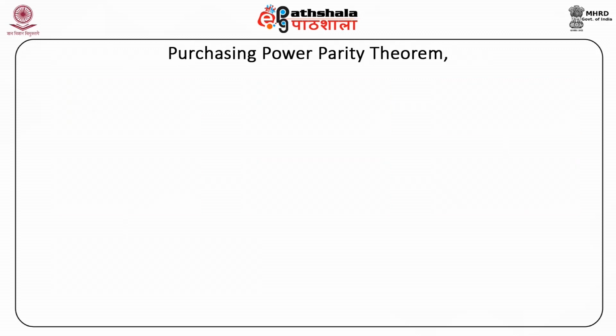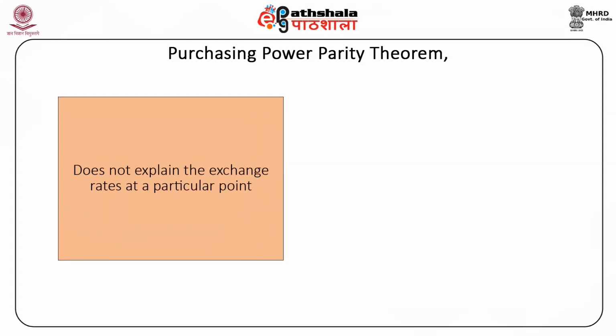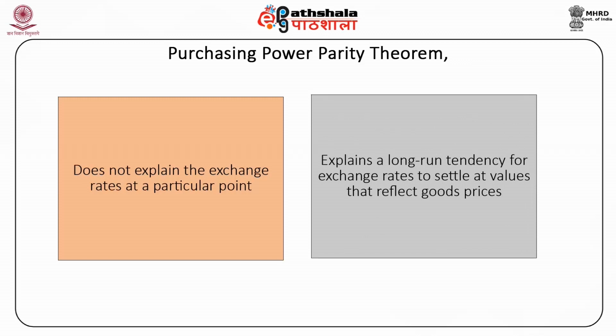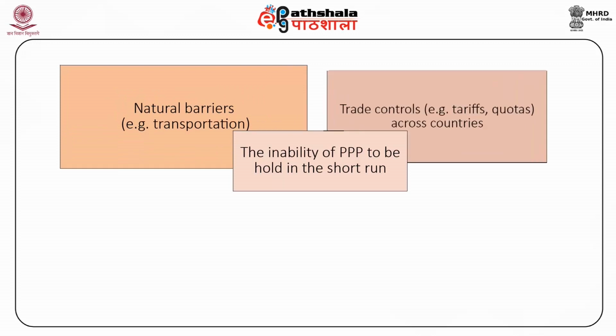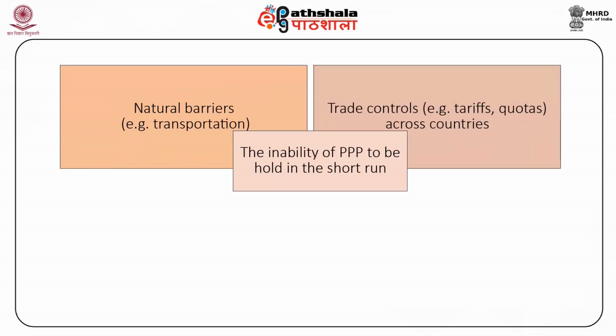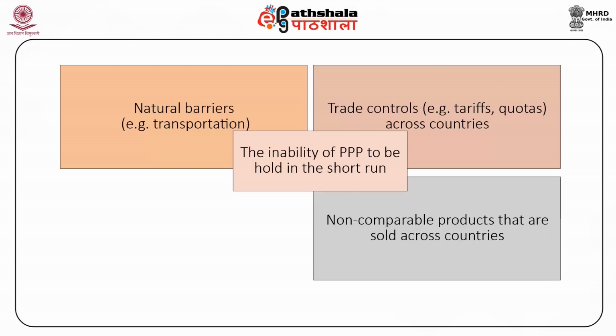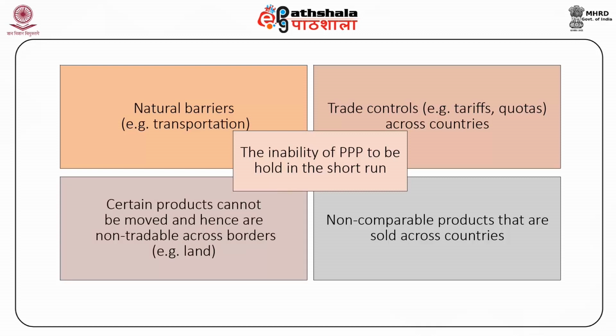The purchasing power parity theory does not explain the exchange rates at a particular point or period of time, but explains a long run tendency for exchange rates to settle at values that reflect goods prices. The inability of purchasing power parity to hold in the short run could be explained by the existence of restrictions such as natural barriers, for example transportation, or trade controls, for example tariffs and quotas, across countries, and non-comparable products that are sold across countries. Further, certain products cannot be moved and hence are non-tradable across borders, for example land. It is not possible to equalize their prices internationally.